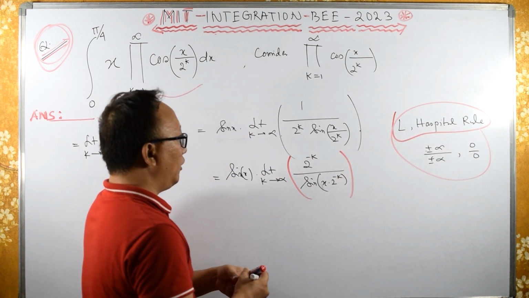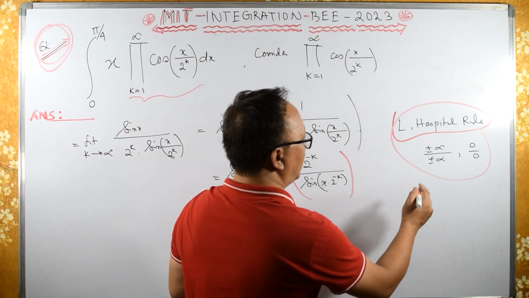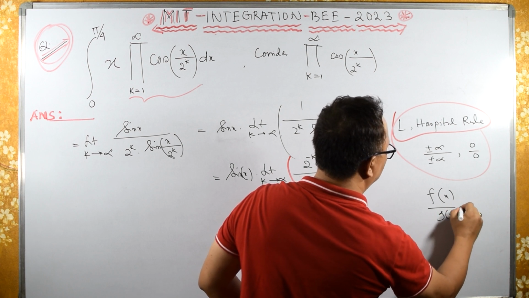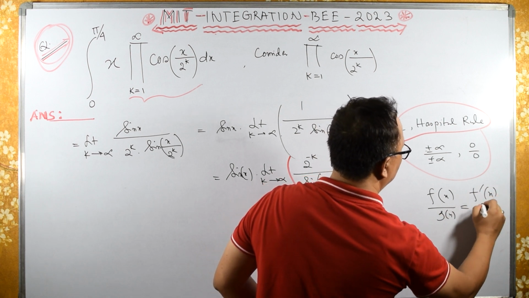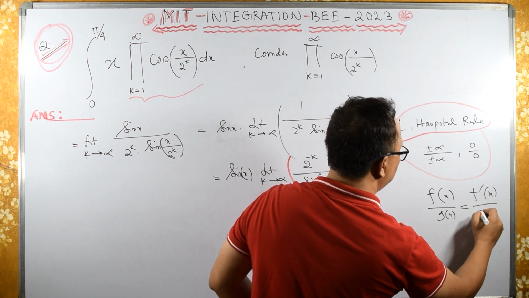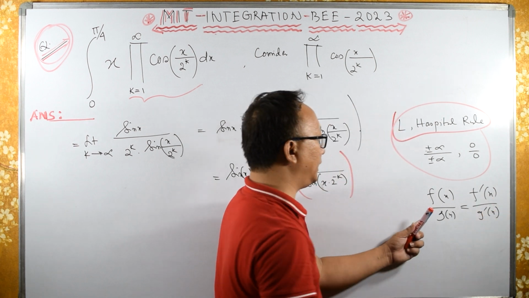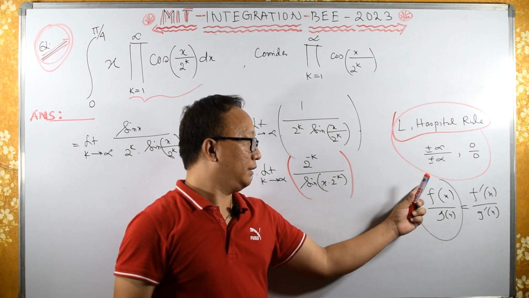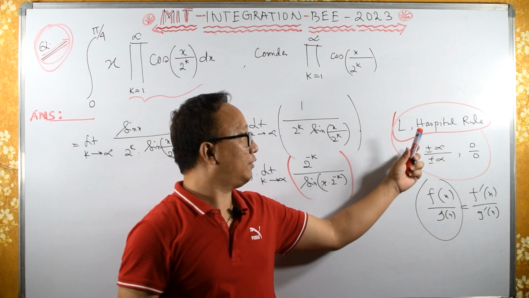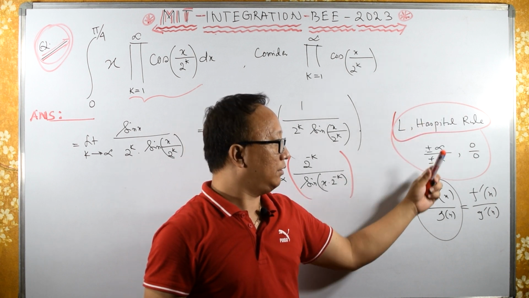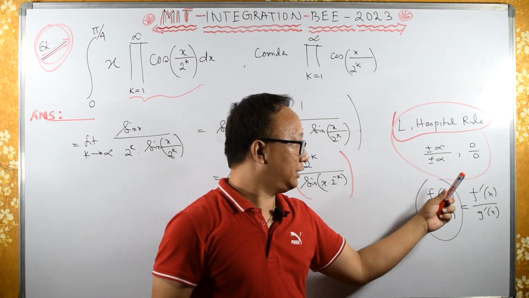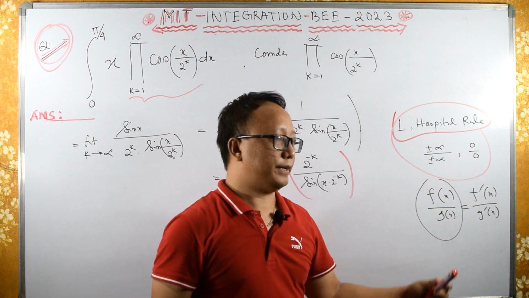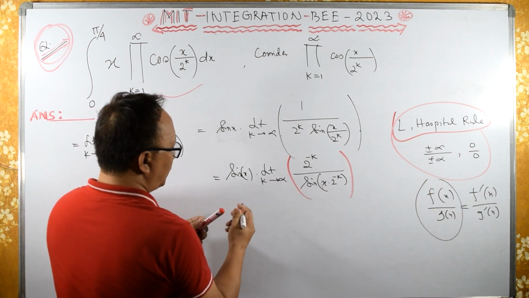L'Hospital rule means we have to differentiate. If it is f of x upon g of x, then we need to differentiate the numerator separately as well as the denominator separately. Here you cannot use the u by v rule, or quotient rule. For L'Hospital rule, you differentiate the numerator as it is and the denominator as it is, in a straight way.